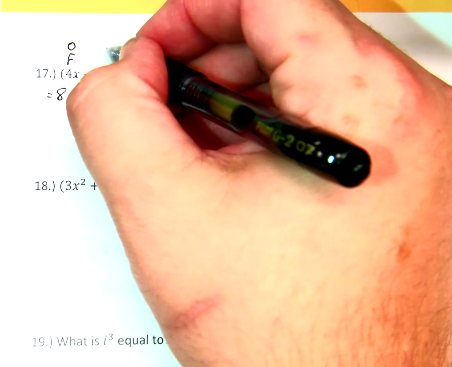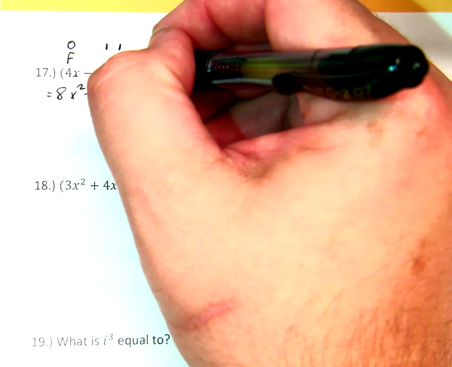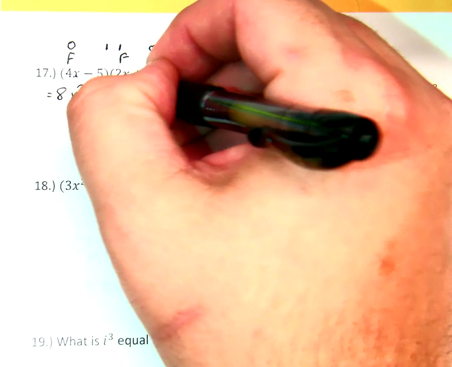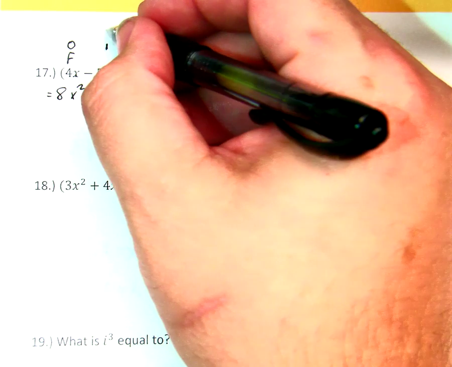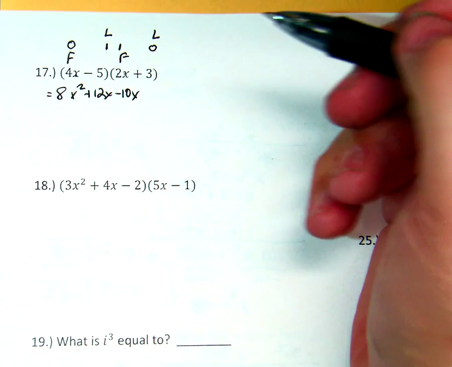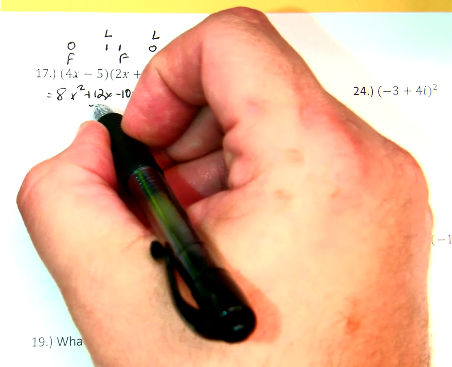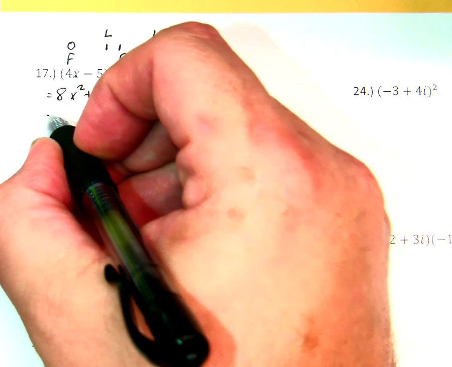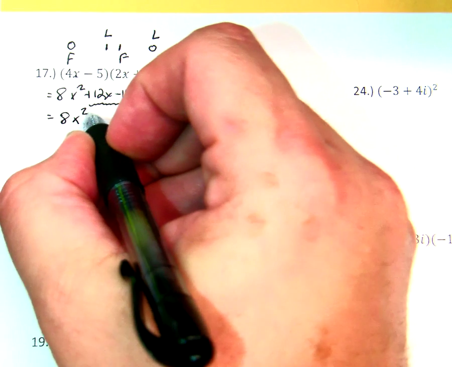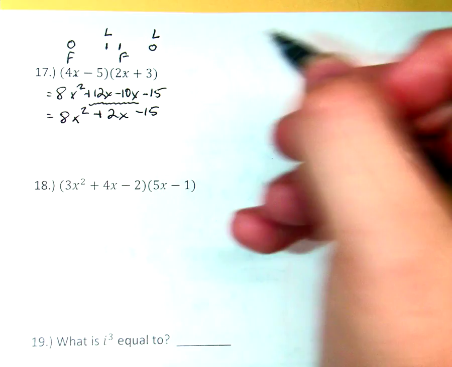The inner terms times the inner terms. Negative 5 times 2 is negative 10x. Then the last terms, that's a last term and that's a last term. Negative 5 times 3 is negative 15. You're always going to have to add the stuff in the middle. So that's 8x squared plus 2x minus 15.